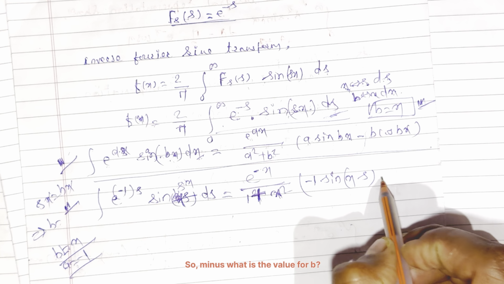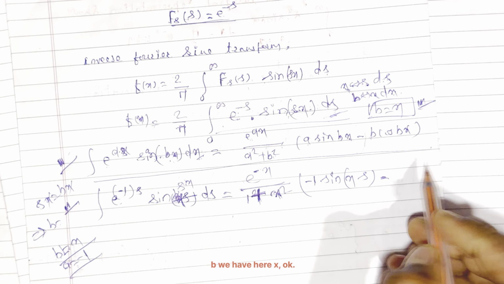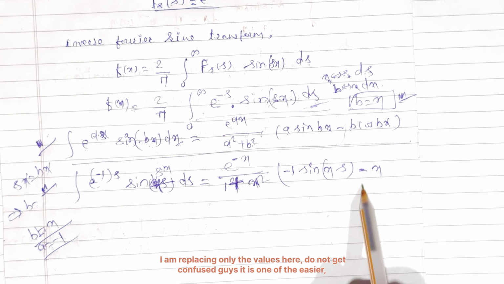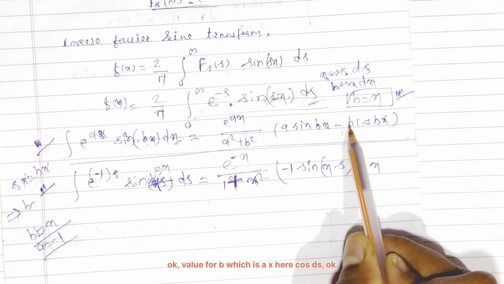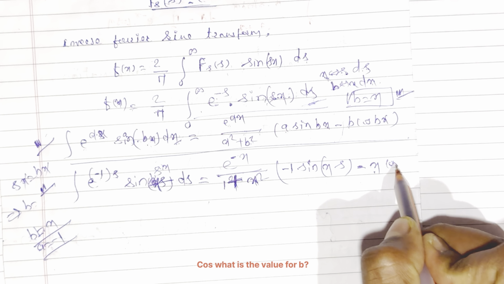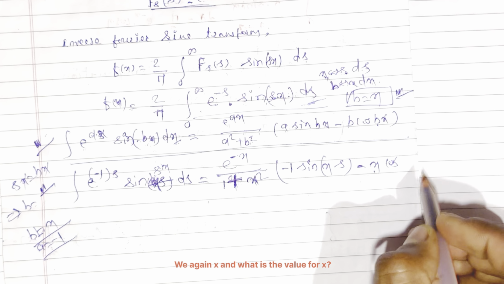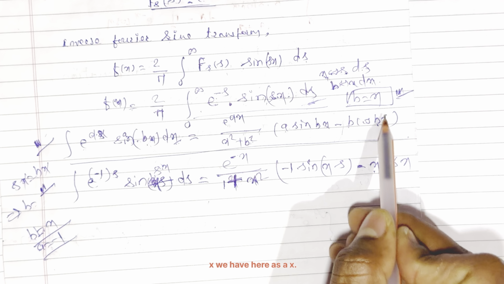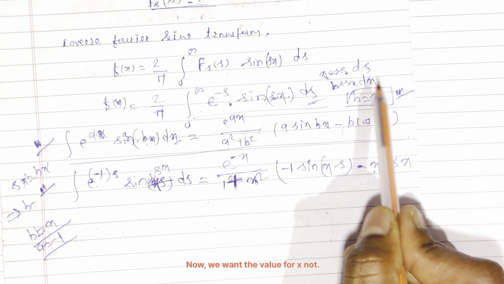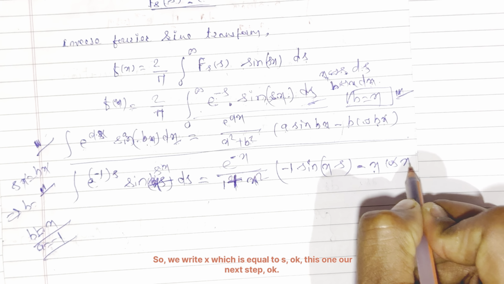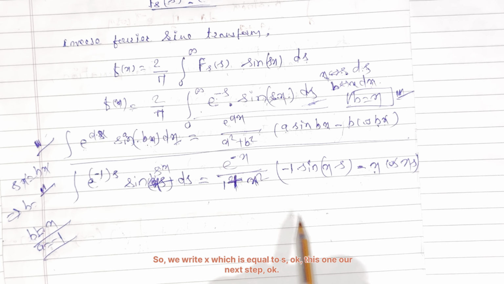So minus, what is the value for b? b we have here x. I'm replacing only the values here. Don't get confused, guys, it is one of the easier ones. Value for b is x here, cos bs. Cos, what is the value for b? b again x. And what is the value for x? x we have here as sx. Now we want the value for x now. So ds and dx is there, so we write x equal to sin sx. This is our next step.